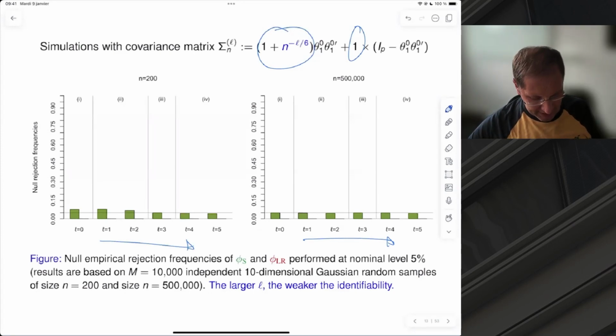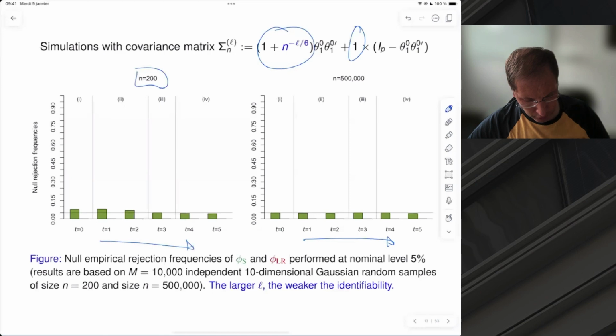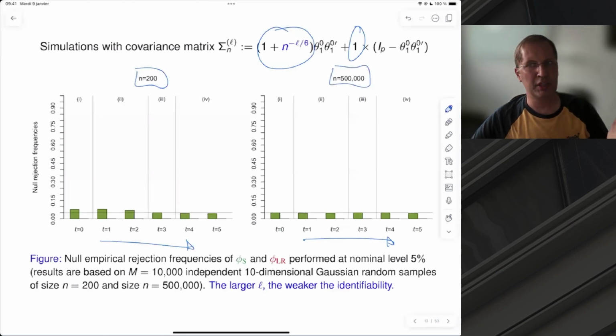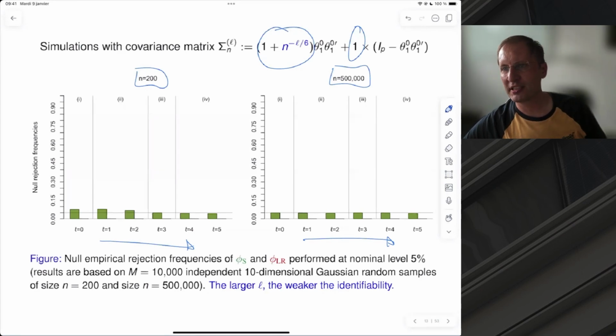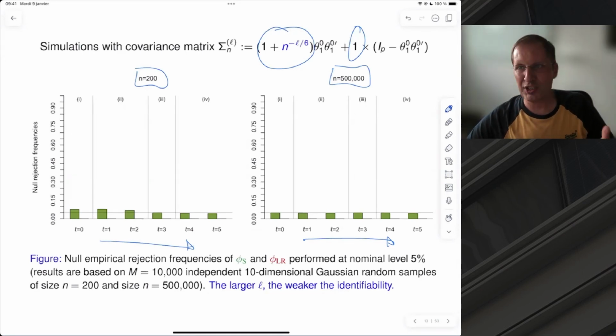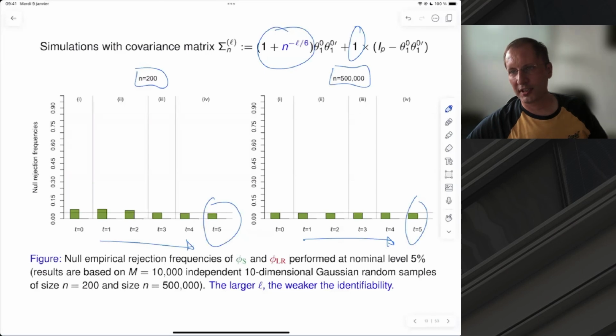And what you see there are null rejection frequencies, so rejection frequencies under the null hypothesis, for a moderate sample size and for a crazily large sample size. And you see what you expect. That is, if you perform the test at level 5%, you basically have 5% rejection frequency everywhere. And so your test behaves as well under this complicated framework as on the left of the picture under the standard framework, right? So you might say, why all this first then?